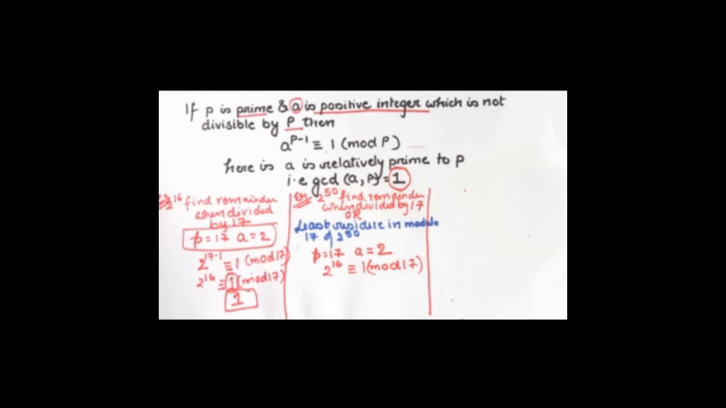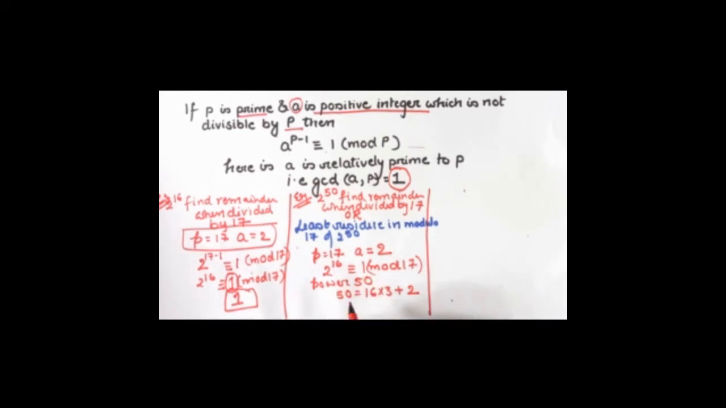Now my purpose will be, for power 50, if I can somehow write 50 in terms of 16, how can I do that? 16 ones are 16 itself, 16 twos are, no, 16 threes are 48, right? That is nearest to 50 and not equal to 50, because you cannot get 50 from 16 exactly. So 16 into 3 will give me 48. If you add 2, you get exactly 50. So why am I doing this? Because I know that for 2 to the power 16 my residue is 1.